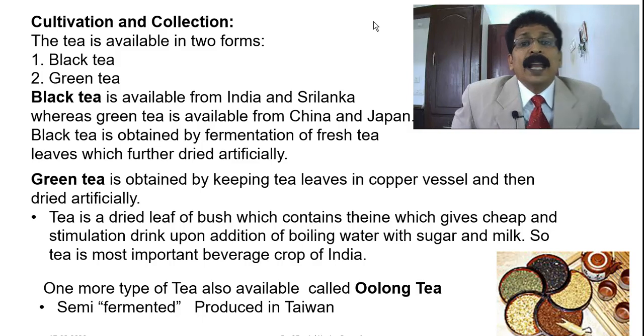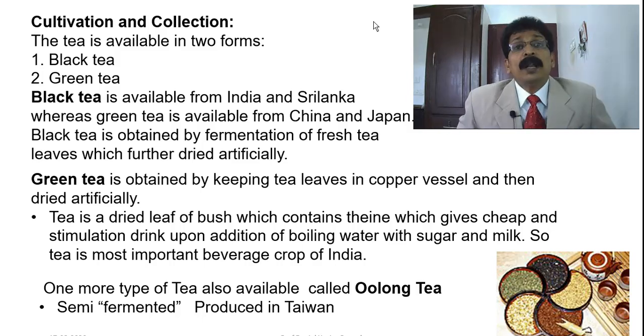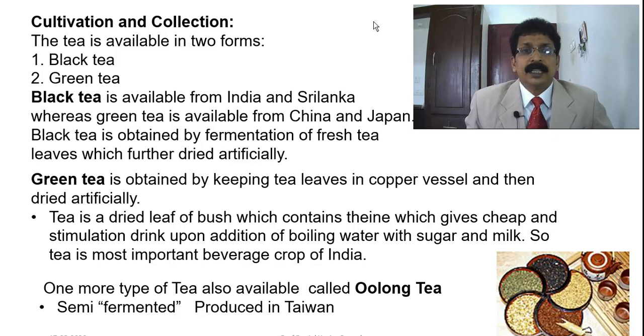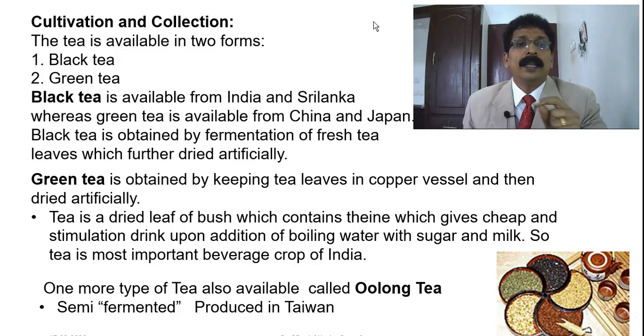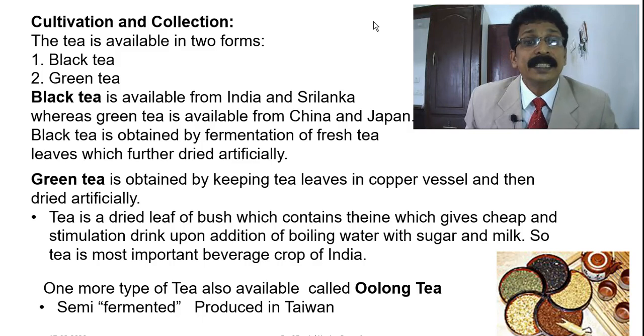Black tea is obtained by fermentation of fresh tea leaves, which are then dried artificially. Green tea is obtained by keeping green leaves in copper vessels and then drying them artificially. Tea is a dried leaf of a bush which contains theine, which gives a cheap and stimulating drink.